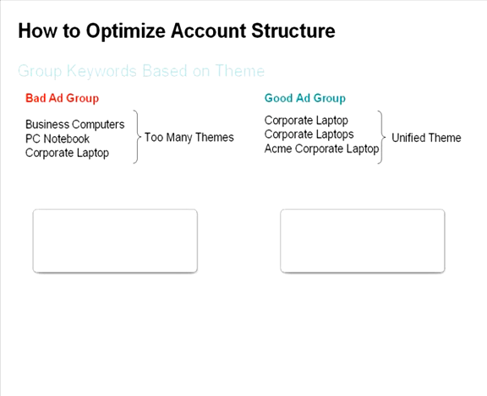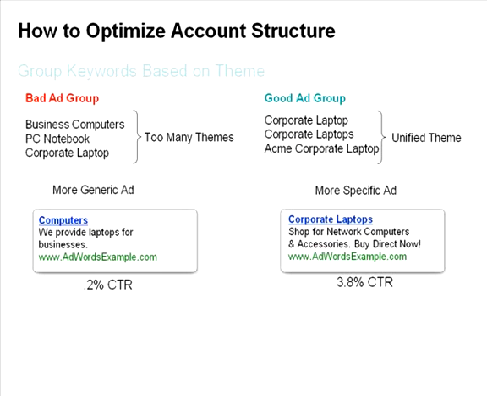The next thing I want to talk about is account structure. It's great to group keywords based on your theme. Let's take a look at these examples. In one hand, we have a bad ad group. We have keywords like business computers, PC notebook, and corporate laptop.